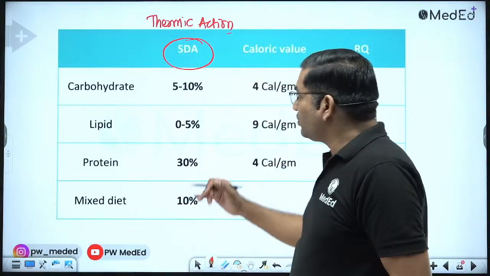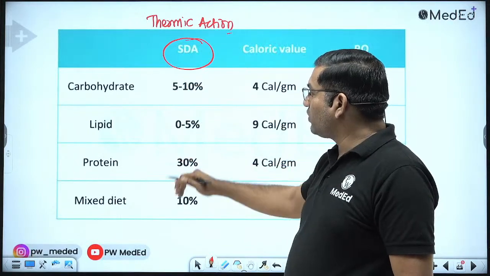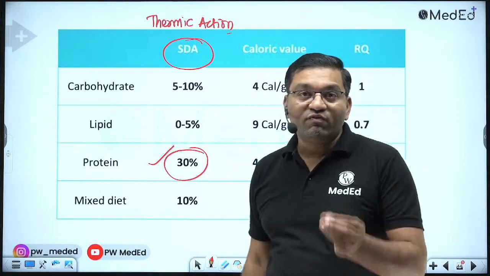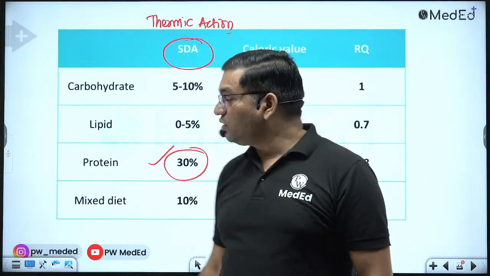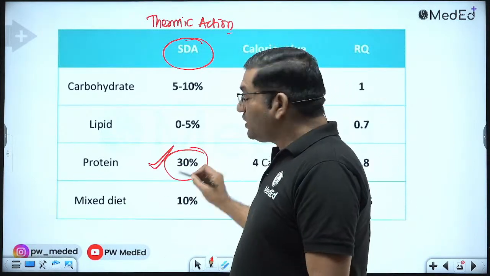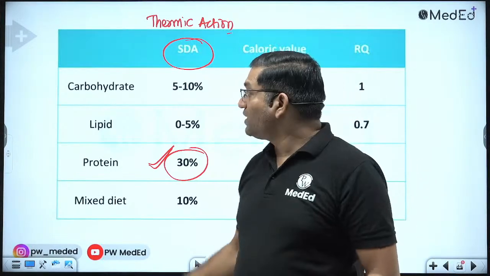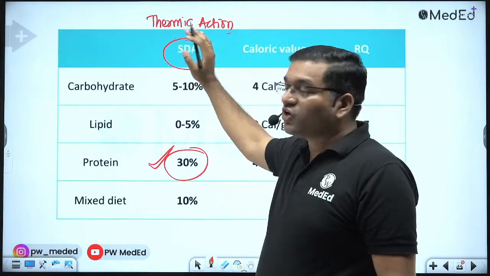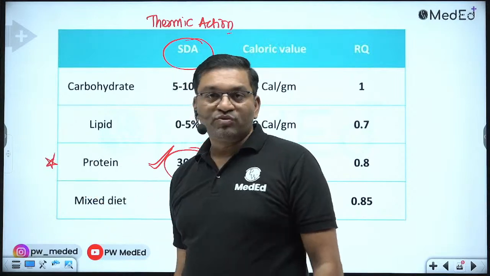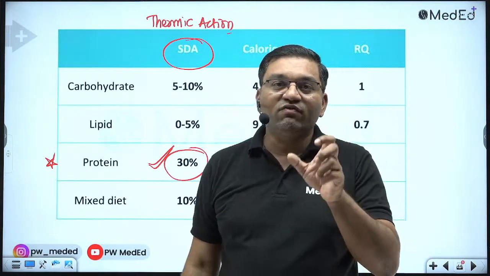So 5 to 10% is required for carbohydrate, 0 to 5% for lipid, and 30% for protein. That's why protein is a good food for weight loss and for maintaining the diet. 30% extra energy is required for processing the food, known as the SDA value, thermic action or calorigenic action of the food. This is an important MCQ: protein, 30% extra. This should be kept in mind while calculating the energy requirement of an individual.